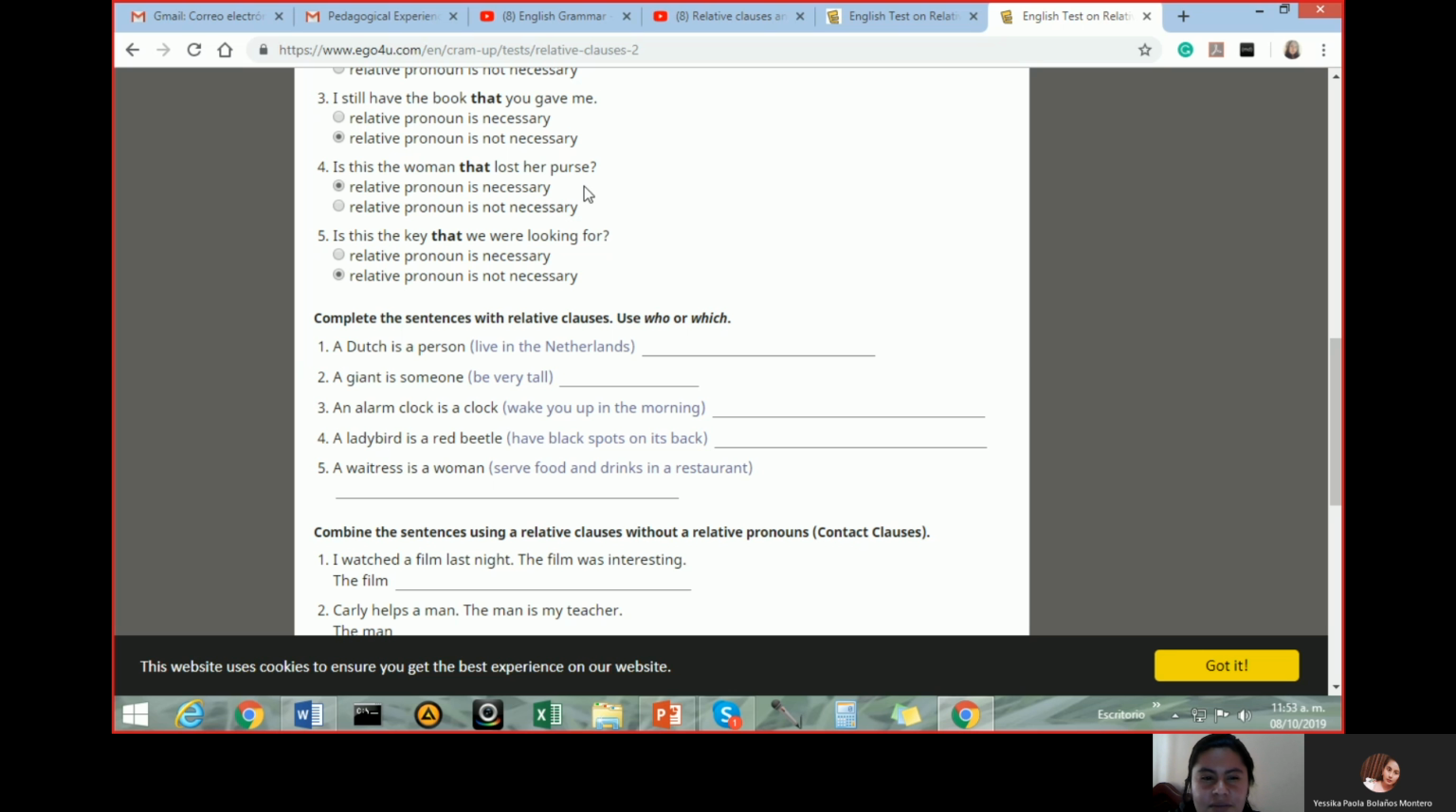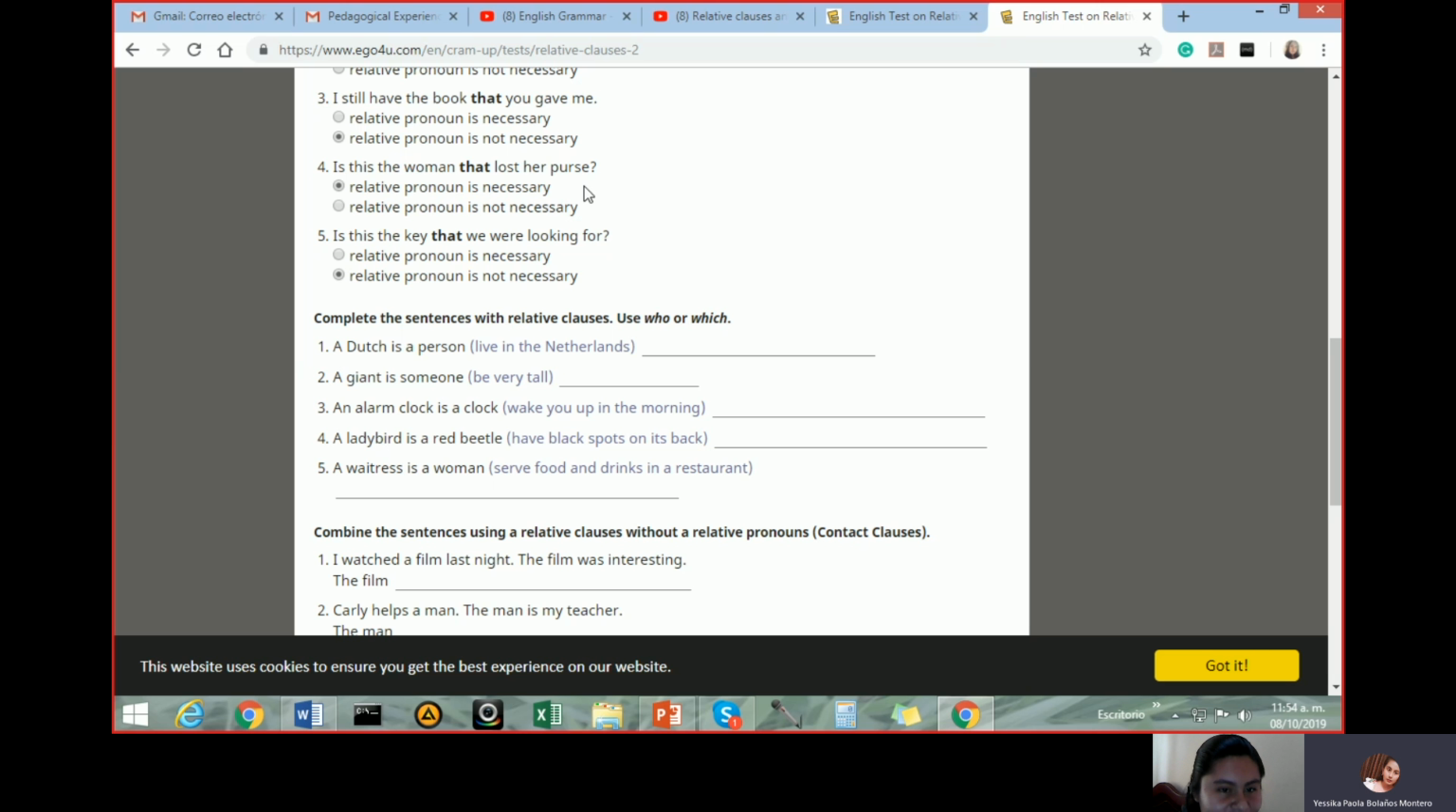You understand this part? Number four? O sea, the woman viene a ser the subject, y the object is the purse. Pero en este caso, sí es necesario porque si creamos la oración, decimos, ¿es esta la mujer perdió su pulsera? Suena un poco extraño, entonces necesitamos that para que nos dé que perdió su pulsera.